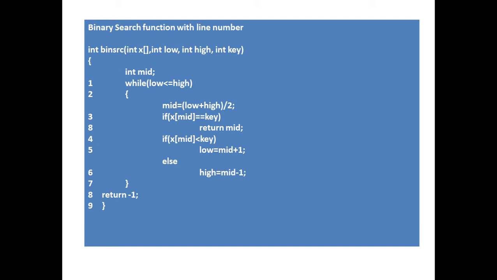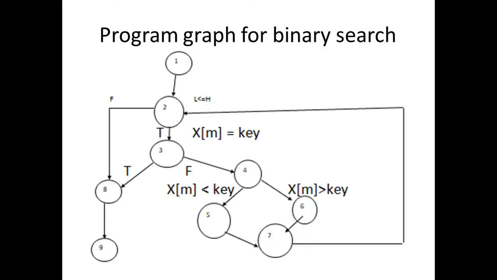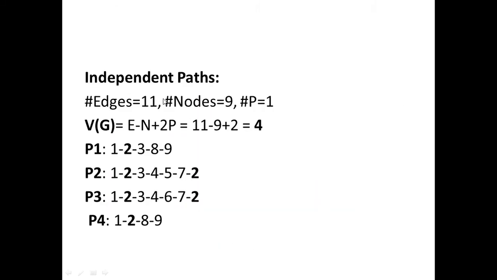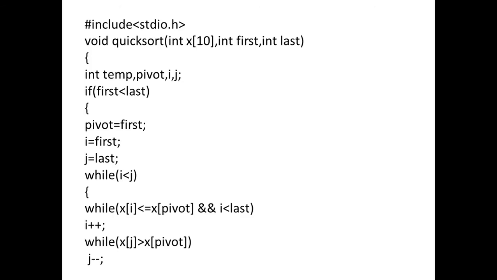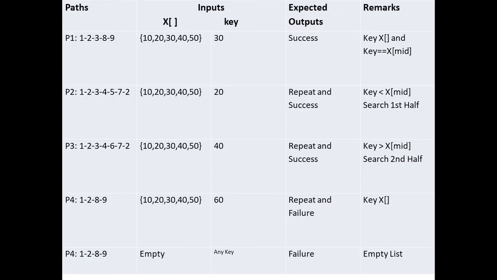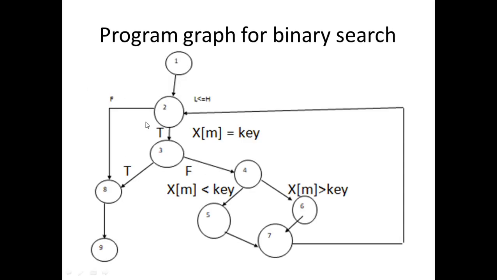First we need to give the line numbers for each and every statement, as we discussed in the commission problem. After giving the line numbers we need to write the program graph. Now it will start from node 1, that is the first statement. Next it will come to node 2. Whatever the condition, if low is less than or equal to high, if this condition is satisfied, if it is true, it will come to statement 3. It will execute statement 3, or it will go to statement 8.